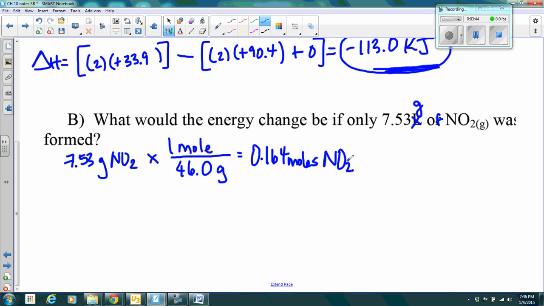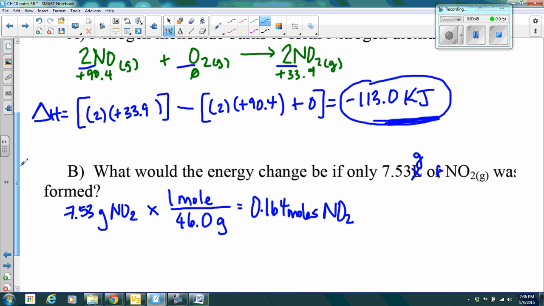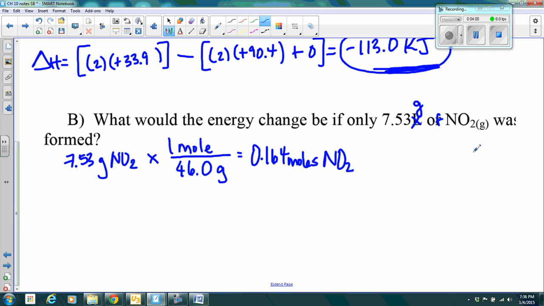All right, so now if I take a look at my equation, this is where I need to use my balanced equation, and I look up here at nitrogen dioxide, and I can see that I have 2 moles of it. And when I have 2 moles of it, I am releasing 113.0 kilojoules of energy. So I just need to go ahead and continue my stoichiometry on that, and by my equation, I have 2 moles of nitrogen dioxide, and I am releasing 113.0 kilojoules of energy.